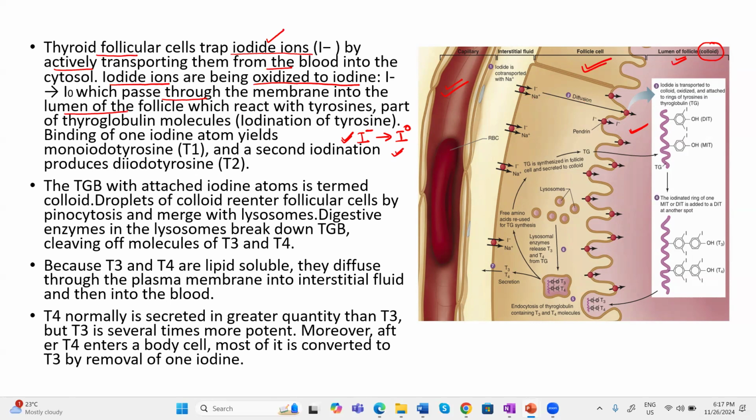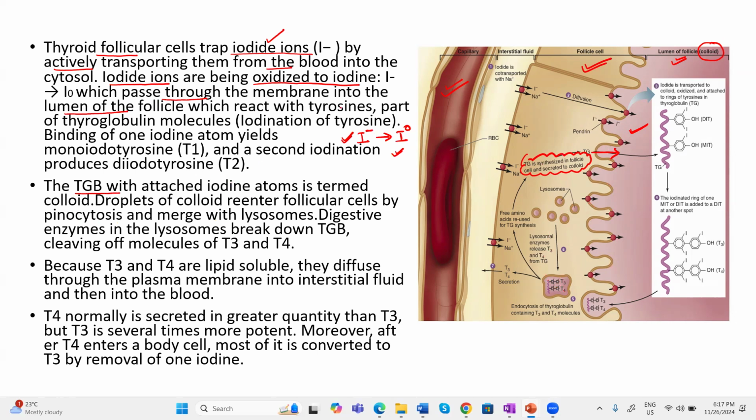This much is comfortable. Now, this is the rough ER of the follicular cell, which will produce a protein known as thyroglobulin. The rough ER produces a protein which is given to the Golgi, and the Golgi will make vesicles, and the vesicles go out. So thyroglobulin is synthesized in follicular cells and is secreted into the lumen. Clear? So this is secreted into the lumen.